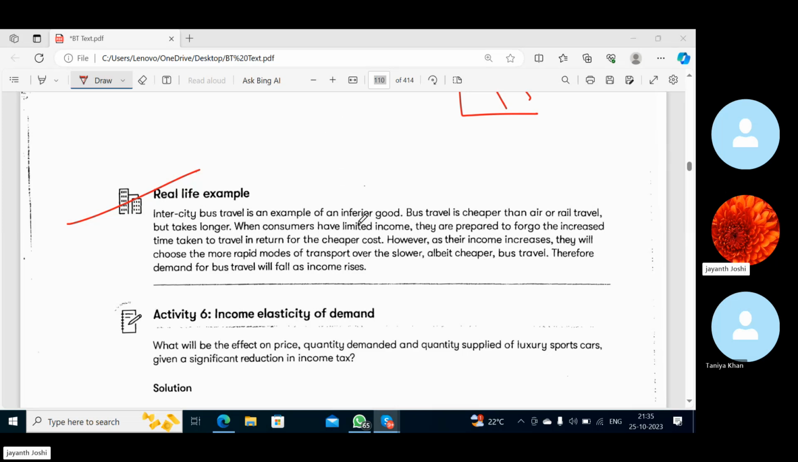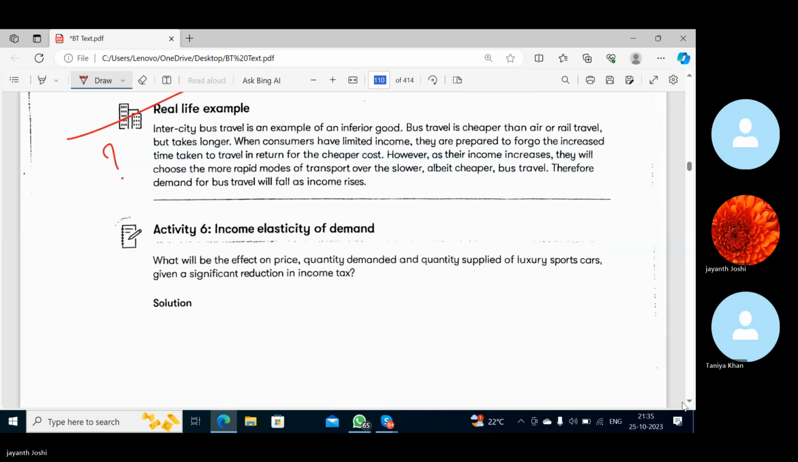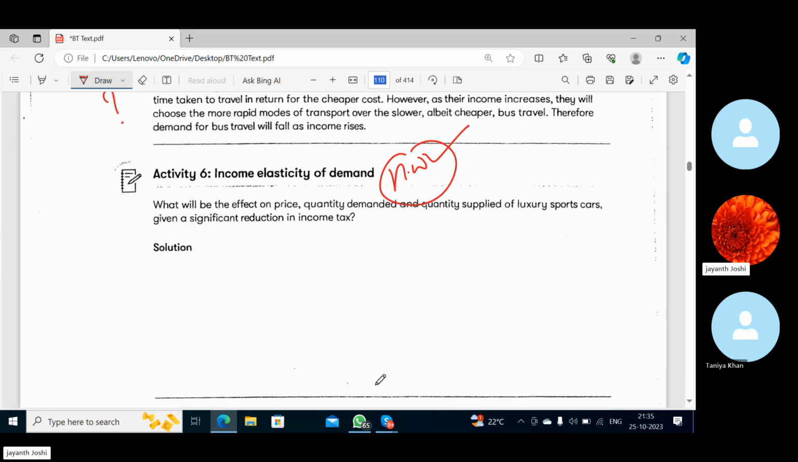What is this example saying? That bus travel is cheaper than air or rail travel, but still takes longer. Yes, if the income is increasing, they don't go for bus, right? Then you can go for this homework. It's a theory question only. I'm giving questions only after understanding your knowledge level, okay? So, will you do this?